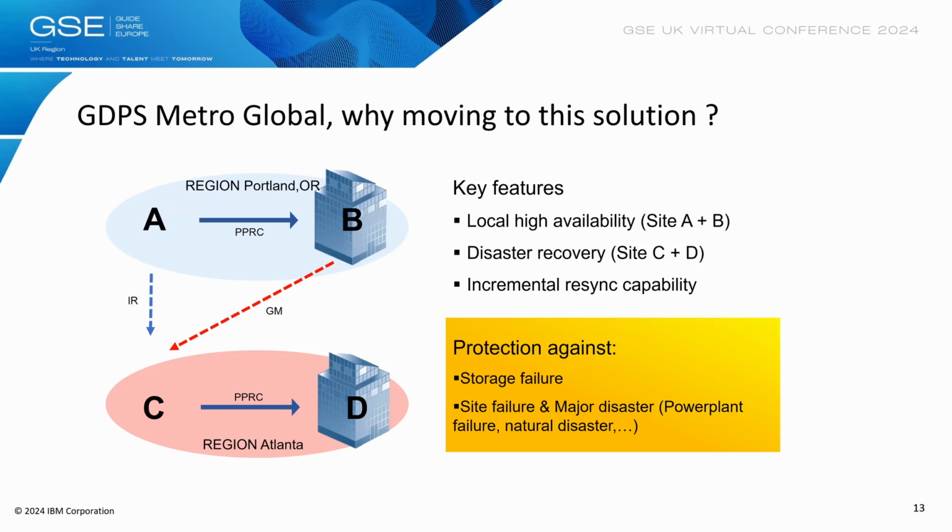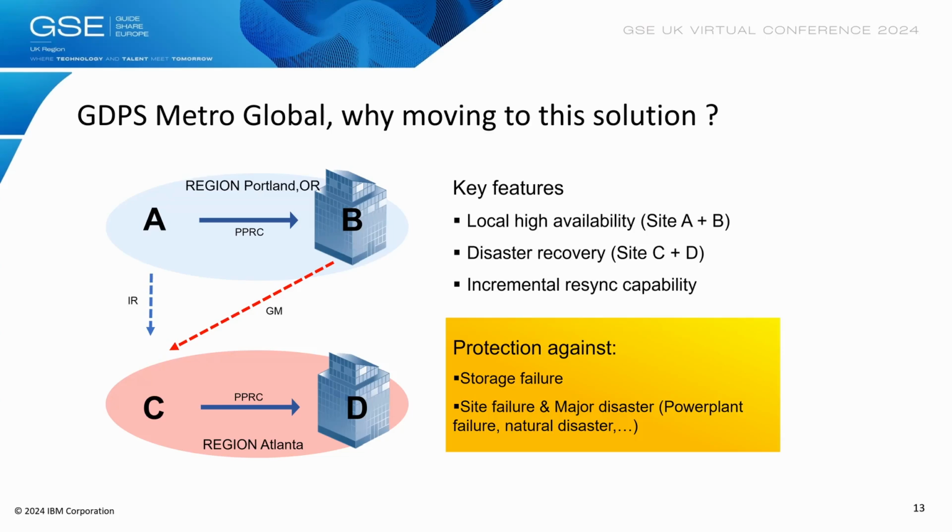So this picture on the slide shows a production data center in Portland, Oregon, with 2 sites, A and B. Site A is the primary site. This is where the system IOs go, and synchronous replication is made from A to B. So this is a classic GDPS Metro environment. But then we can see that we have another data center located in Atlanta, which is far away from Portland, with 2 sites, C and D. And the data in B is asynchronously replicated to the other region to C, which is itself replicated to D.